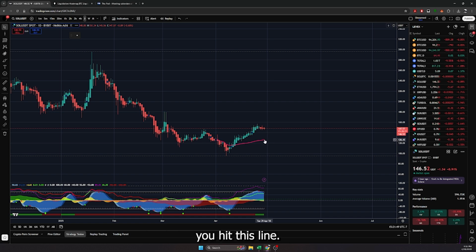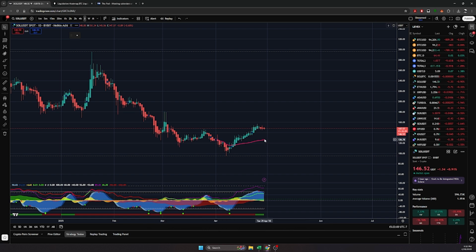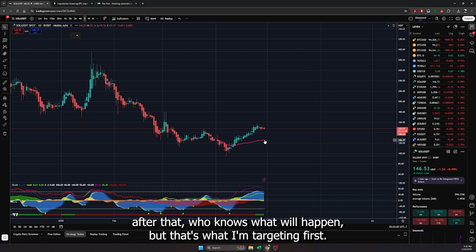You hit this line, I'm taking profits and leaving. Now, you could overshoot it, but I don't care at that point. I'm taking the high probability easy move to start off the month. After that, who knows what'll happen. But that's what I'm targeting first.